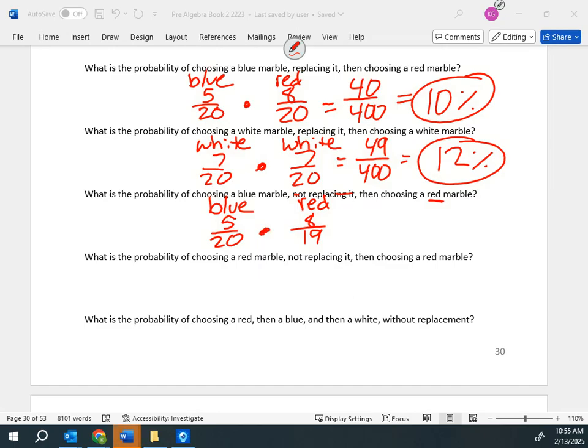Luke? 40/380. 40/380, which is what percent? Eleanor? 11%.